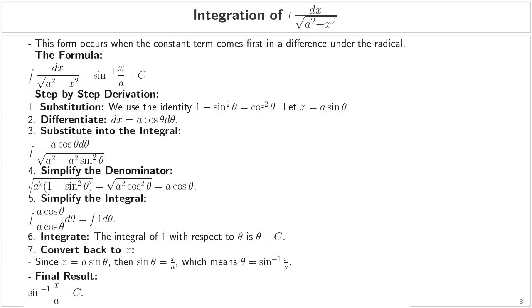Okay, let's move on to our next standard integral. As we discussed in the previous slides, we're dealing with integrals of irrational functions, specifically those involving square roots.